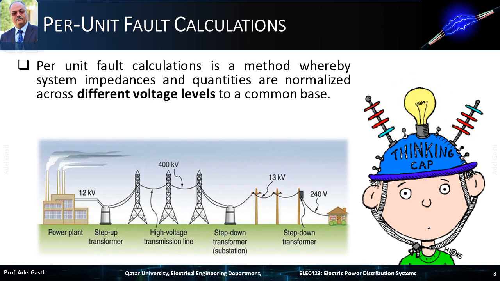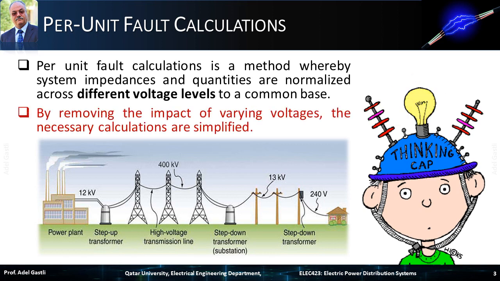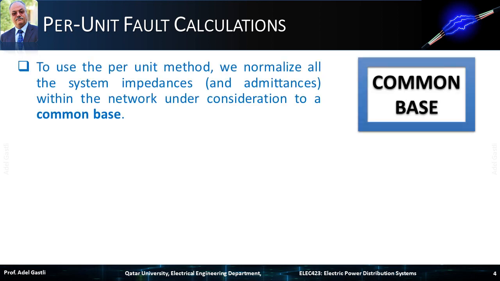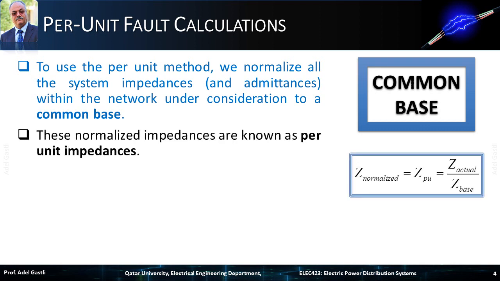The per unit fault calculation is a method, whereby system impedances and quantities are normalized to a common base, across different voltage levels. By removing the impact of varying voltages, the necessary calculations are simplified. To use the per unit method, we normalize all the system impedances and admittances within the network under consideration to a common base. These normalized impedances are known as per unit impedances.